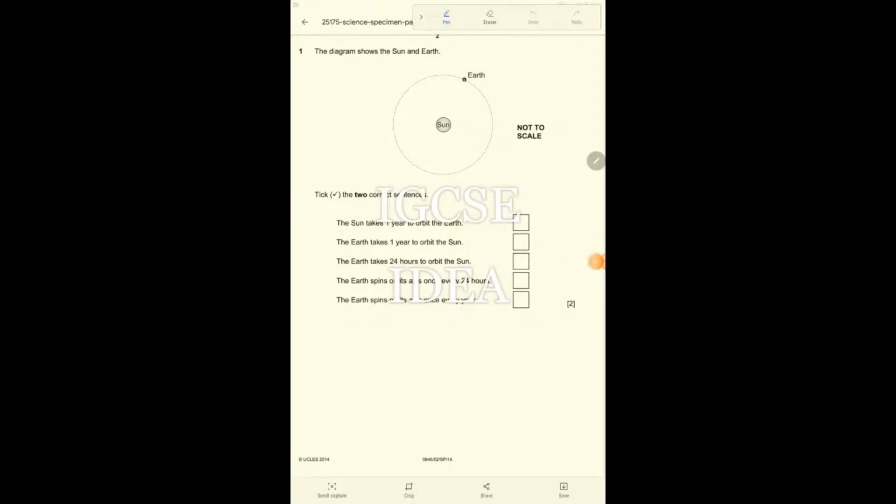Question 1. The diagram shows the sun and earth. Pick the two correct sentences. Okay. So the sun takes 1 year to orbit the earth is wrong. The earth takes 1 year to orbit the sun? Yeah, that's correct. The earth takes 24 hours to orbit the sun? No. The earth spins on its axis once every 24 hours? Yeah, that's also correct. The earth spins on its axis once every year? No. So, the second and fourth statements are correct.